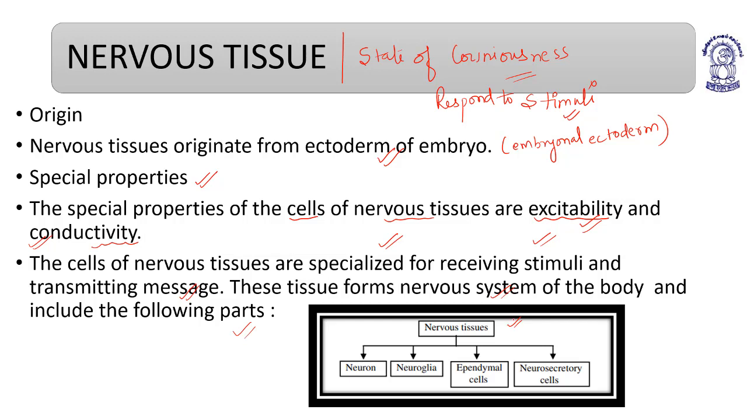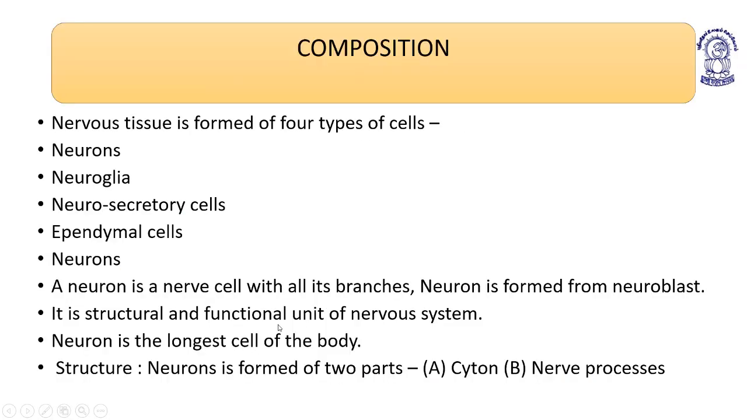The nervous tissue is basically of four types: neuron, neuroglia, ependymal cells, and neurosecretory cells. I mean, nervous tissue has four types of cells. First is neuron, second is neuroglia, third is ependymal cells, and the fourth one is the neurosecretory cells. These are the four types of cells which make the composition of nervous tissue.